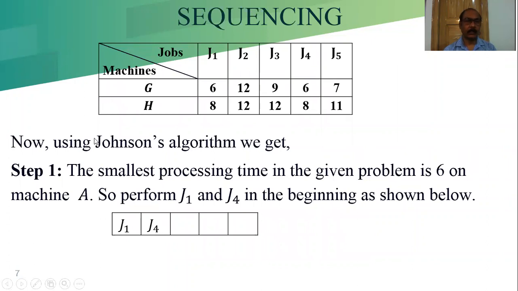Now see, the smallest time for G is 6, and the smallest time is not in H. So the first smallest time, 6 for machine G, corresponds to job 4. So job 4 will start first. At the same time, 6 also appears for the job J1, and the corresponding values for H are 8 and 8.